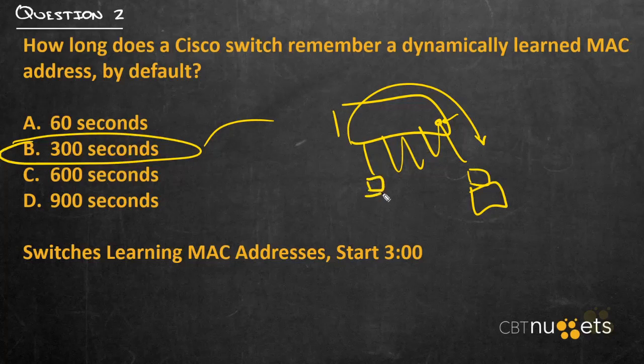So if somebody sends a message to a MAC address that has timed out, it's no longer existing, remember the switch treats it like a broadcast and sends it out all ports until that device communicates back, and then it relearns that MAC address and filters the communication just between those two devices.